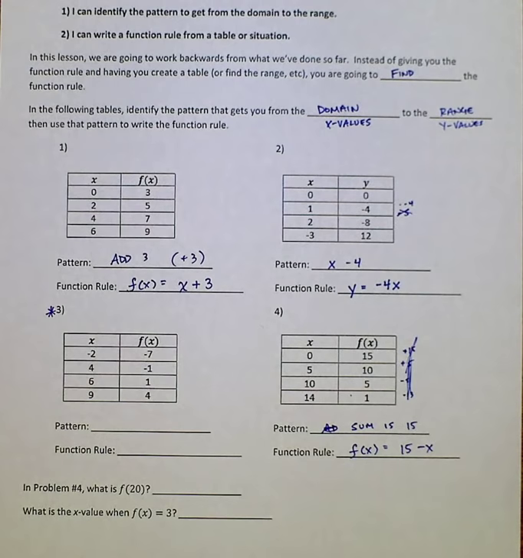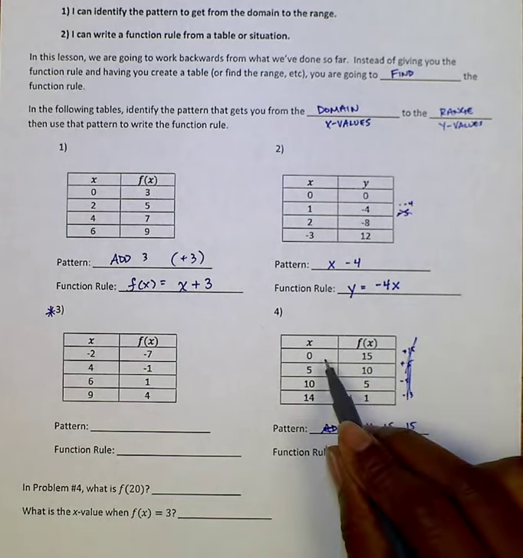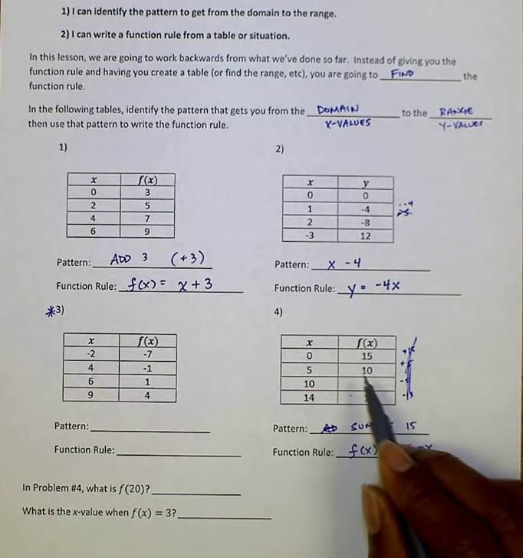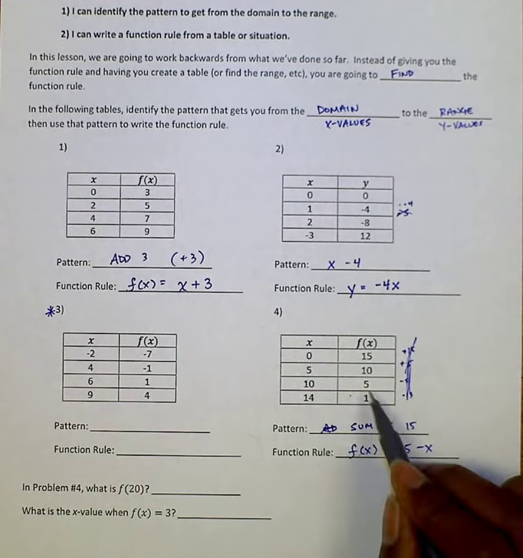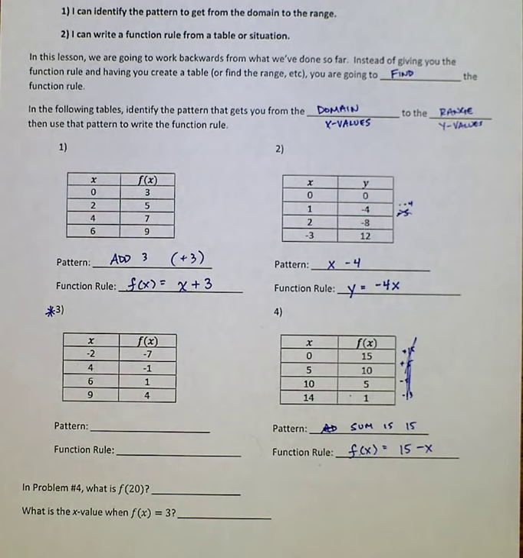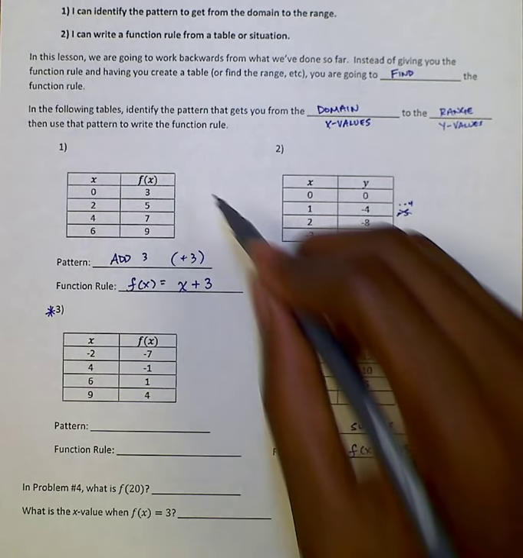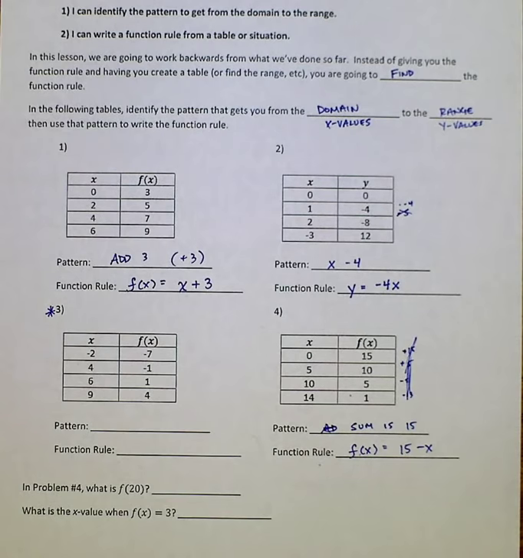Because when 15 minus 0, f of x was 15. 15 minus 5, it was 10. 15 minus 10, it was 5. 15 minus 14, it was 1. Okay, so sometimes you can do, hey, this is how I get from x to y, and sometimes there's just other patterns you have to look at.